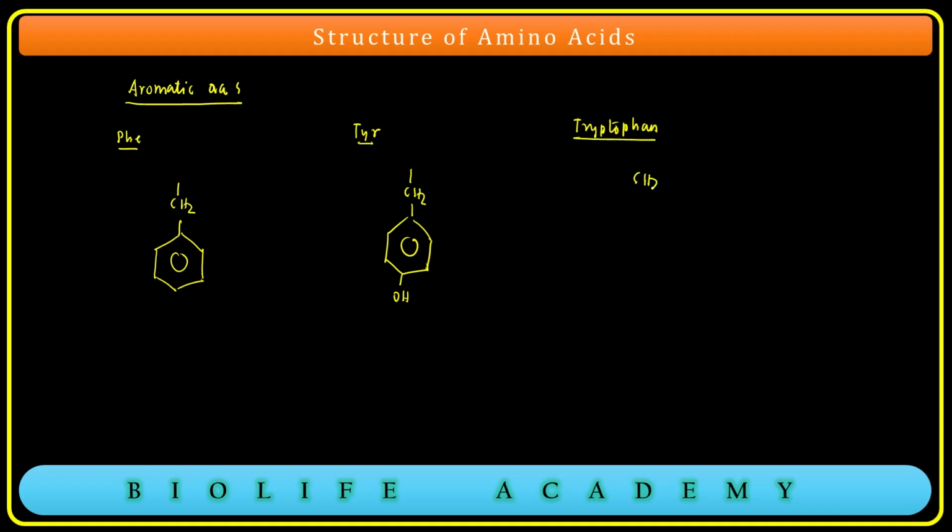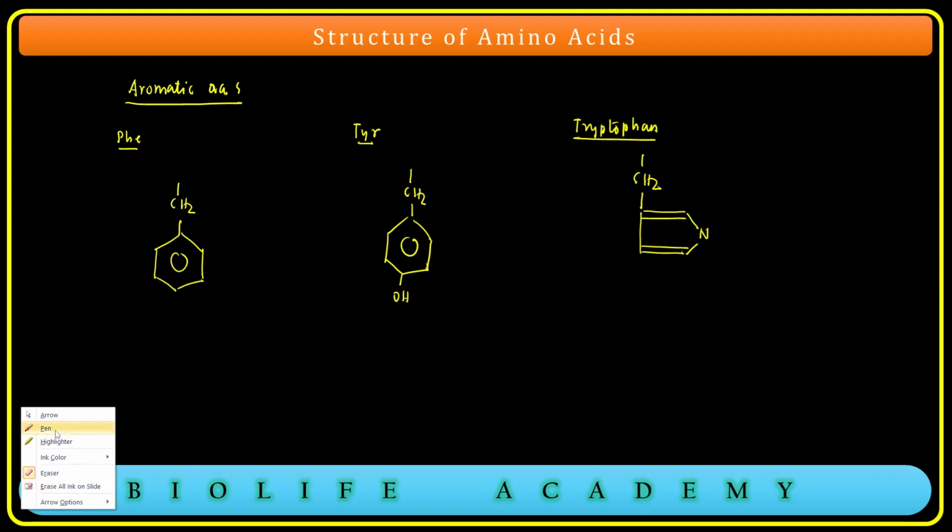Here we will see CH2. There are two double bonds present here. Now we will draw a benzene ring here. This is the R group of tryptophan.